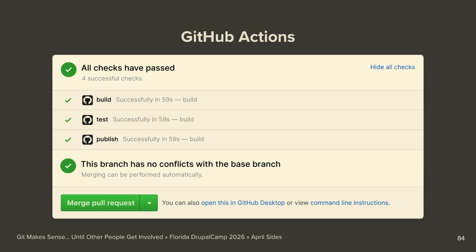GitHub Actions also has similar things. It looks a little bit different, but they've got build, test, publish, and will tell you when it's ready to merge and give you the big green button.